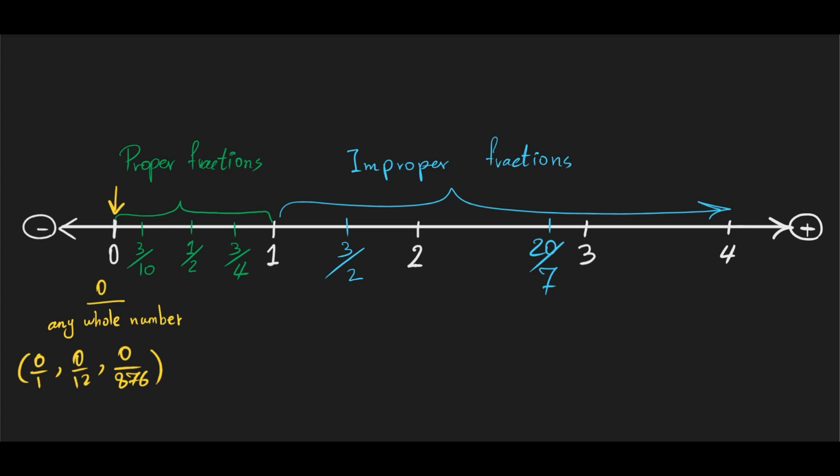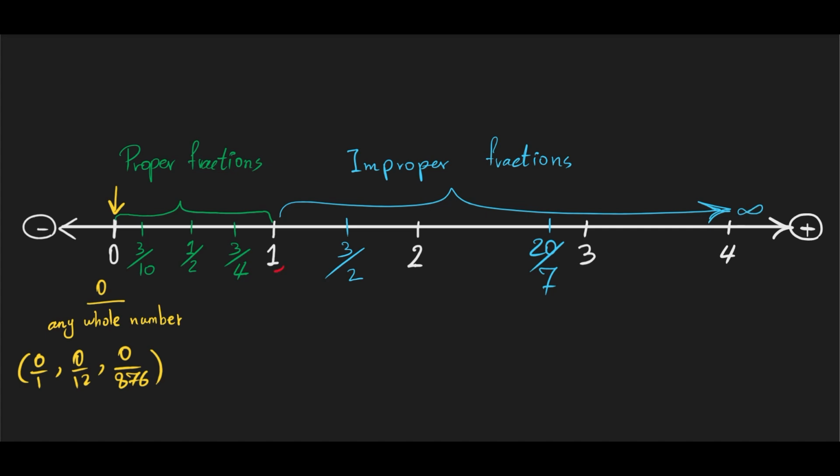So how do you know if you have an improper fraction? If the top number, the numerator, is bigger than the bottom number, which is the denominator, that is exactly the opposite of a proper fraction. And the crazy thing about improper fractions is that there is no limit to how big they can be. They can literally just keep going on all the way into infinity.